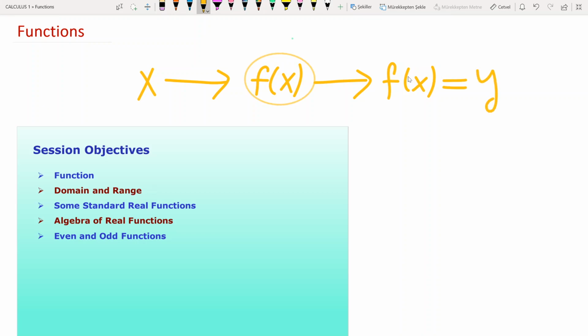So in this part we will mention the formal definition of function, that is the mathematical definition of function. Then I will introduce domain and range notions. Then we will have some standard real functions like the absolute value function, and then algebra of real functions, and finally even and odd functions.